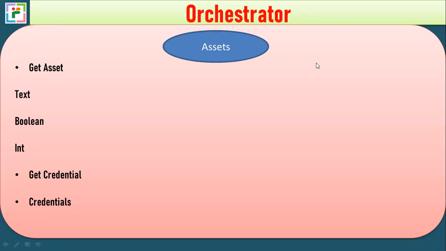Any credentials, because credentials are very crucial and confidential things that you are carrying, that credentials are only stored in an Orchestrator asset. Nowhere else is it stored. So this is a very important global variable which can carry sensitive data.